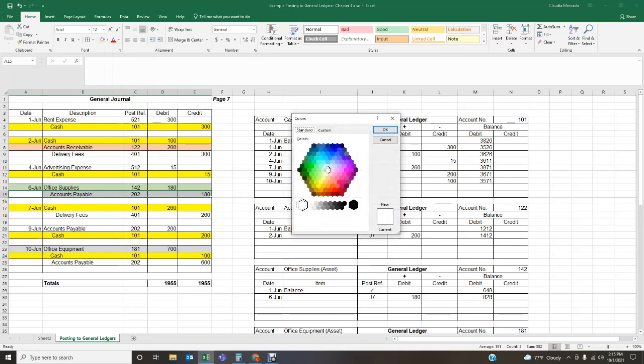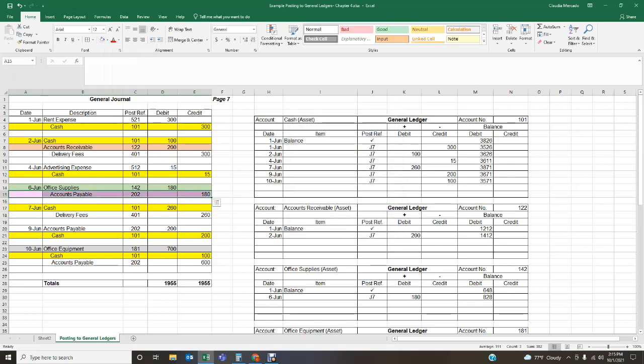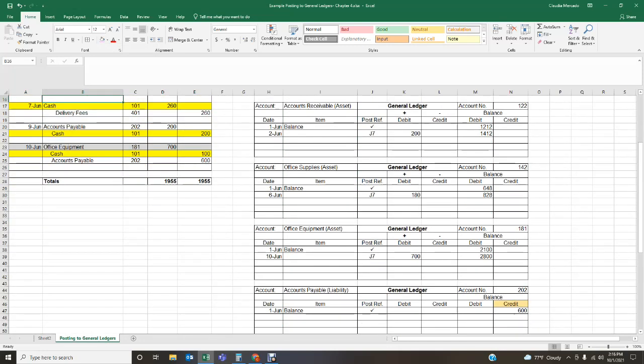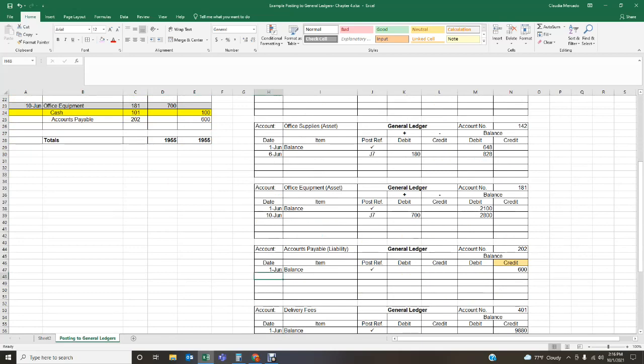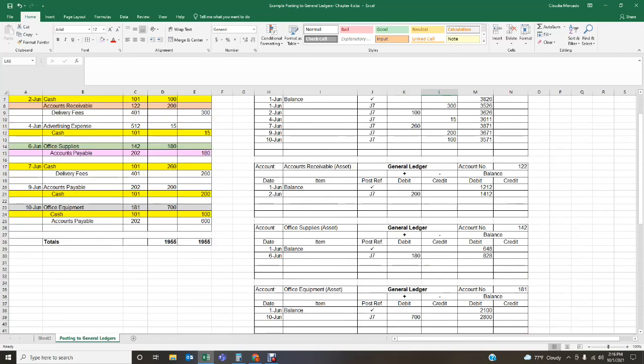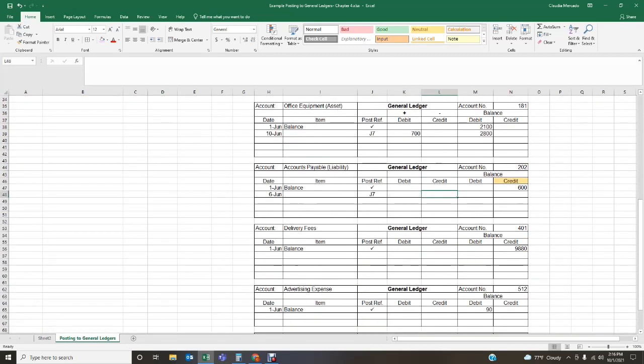And let me get more colors. Let me get a pink, okay? So I've got accounts payable, a credit of $180, okay? Accounts payable, and this is happening on June the 6th, journal 7, and I have a credit of 180. Make sure that you enter it on the credit column, okay?